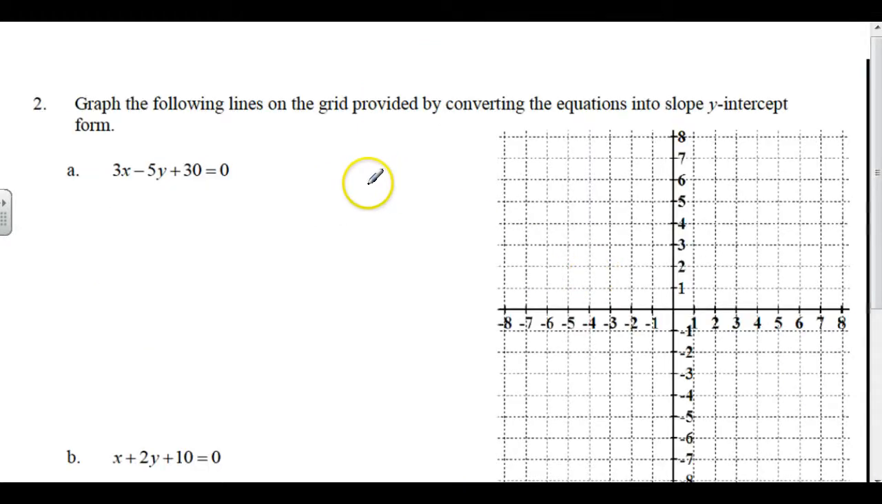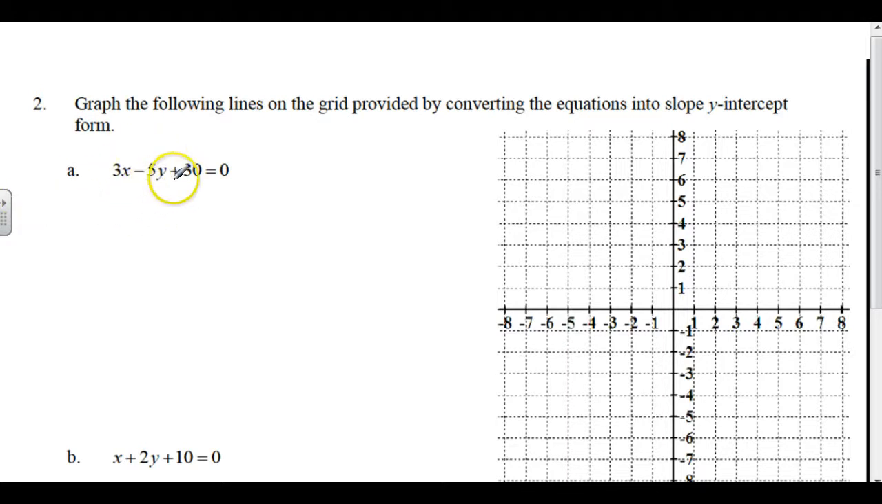Graph the following lines on the grid provided by converting the equation to the slope y-intercept form. Again, you can see if you set y to 0, x will be negative 10, and we don't have that on here. If you set x to 0, we do get a value. But let's go into slope-intercept form.